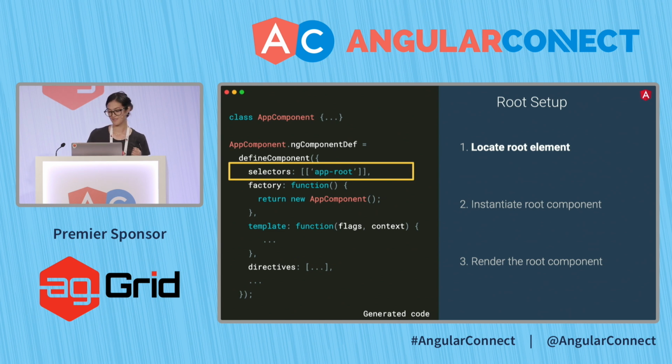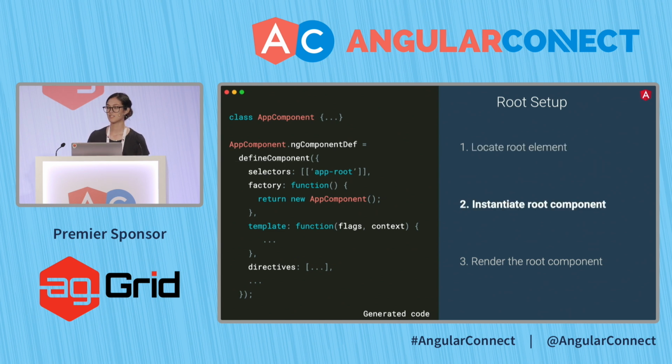That's pretty straightforward. Next, we want to actually create an instance of your root component. And again, this is something that the component definition makes pretty simple. The compiler generates a factory function that tells us how to correctly create this component with any dependencies that it may have. In this case, there are no dependencies, so it's pretty straightforward. You're just newing it. But we just call the factory function to get that started.